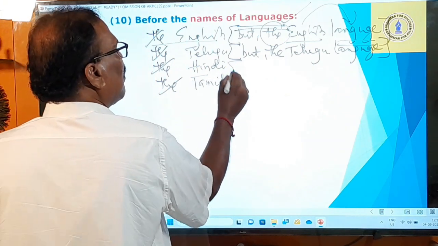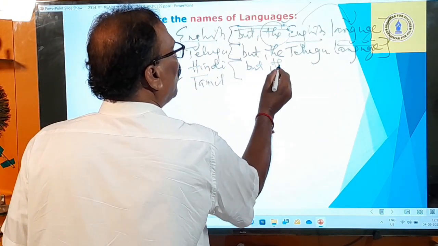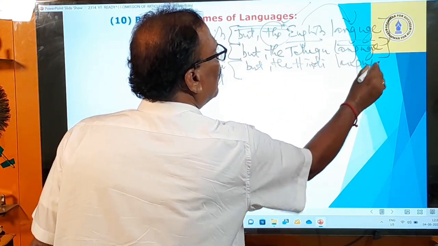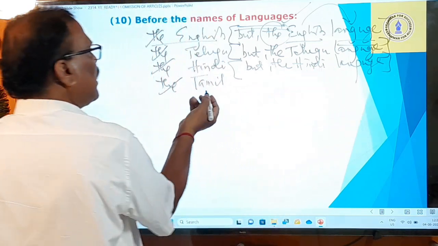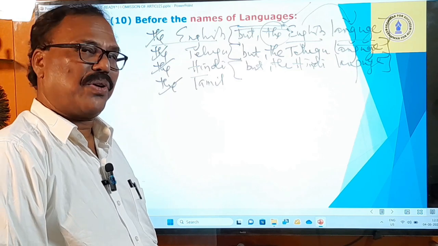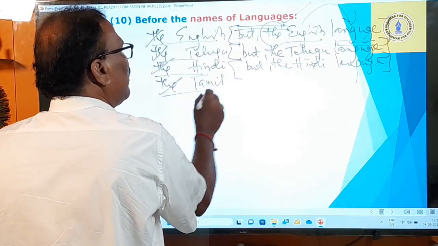The Hindi, not correct, but the Hindi language. The Tamil, wrong, but the Tamil language is okay. So in this way, these are not okay, but these are okay.